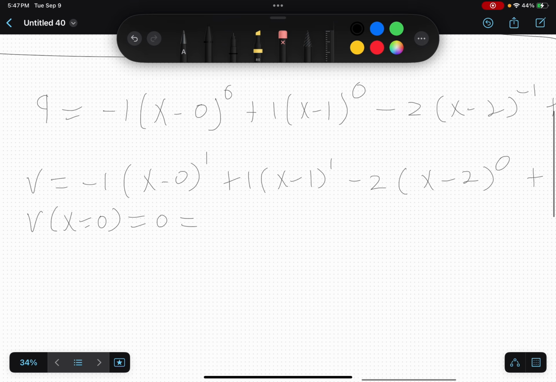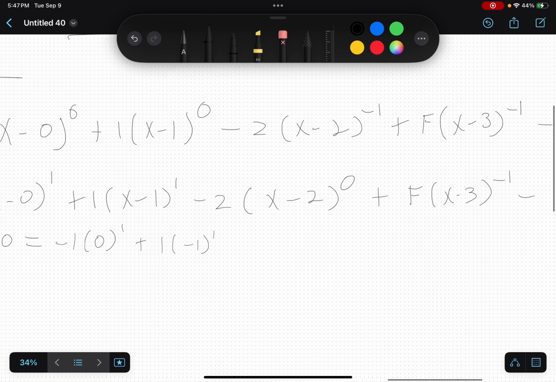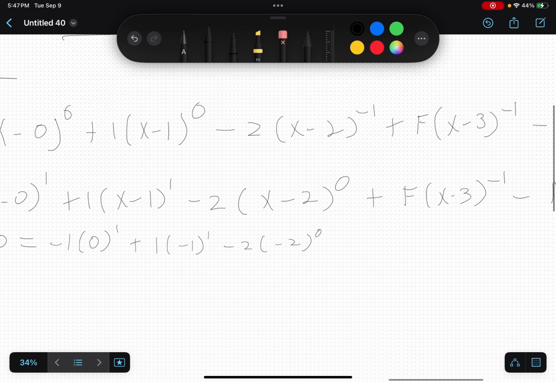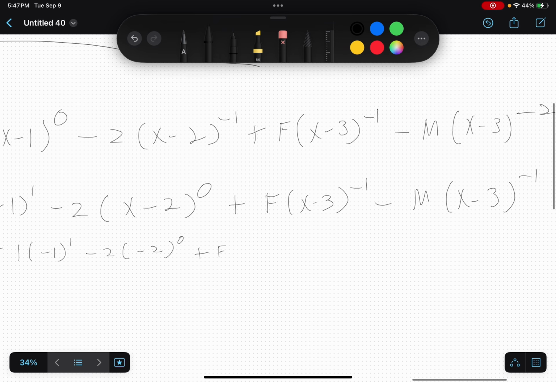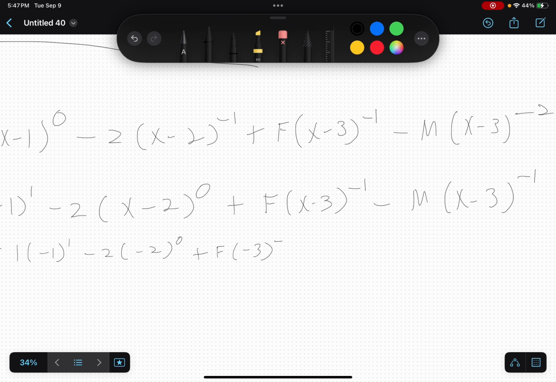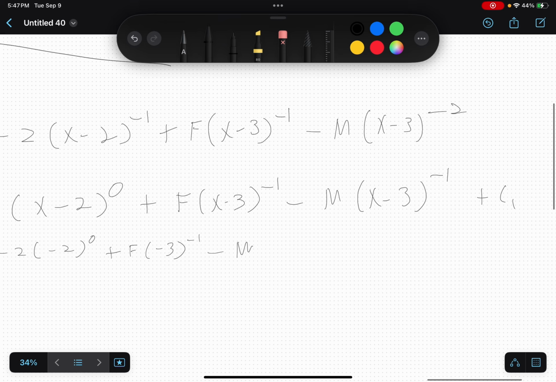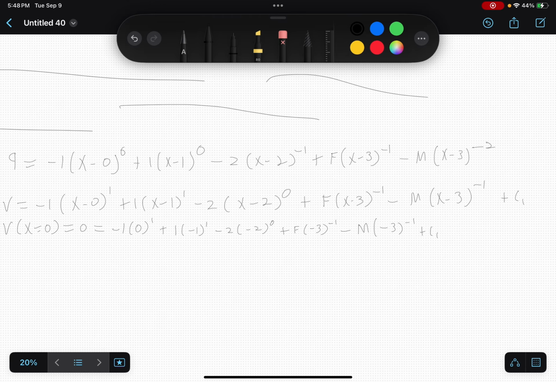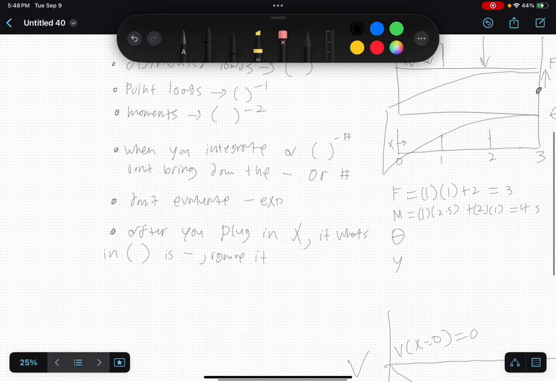And that equals -1, 0 to the 1, plus 1, -1 to the 1, minus 2, -2 to the 0, plus f, -3 to the -1, minus m, -3 to the -1, plus c1. All right, let's look at our rules.